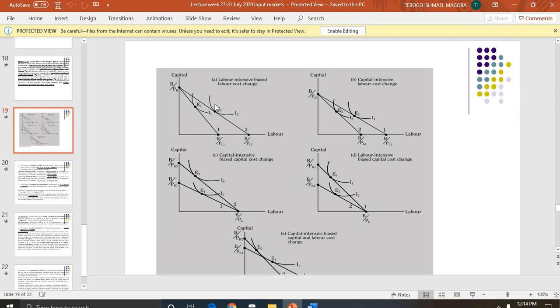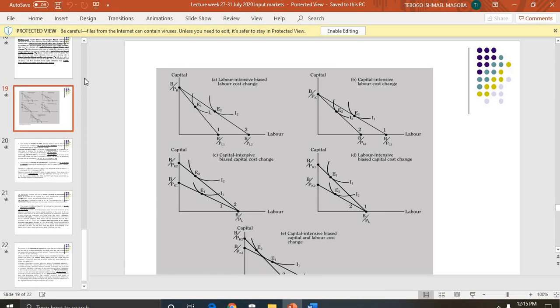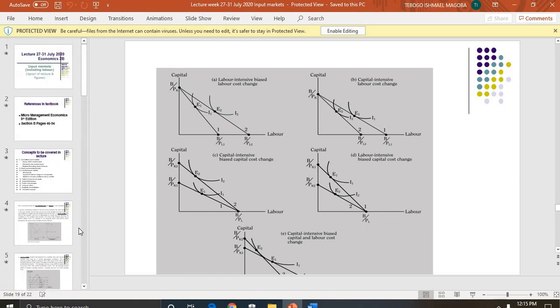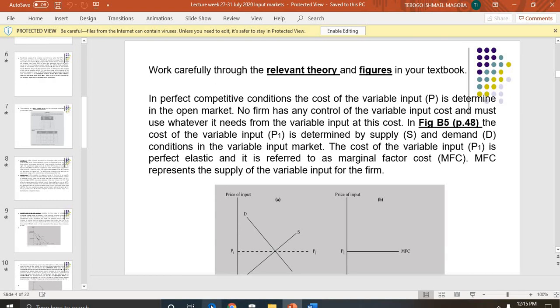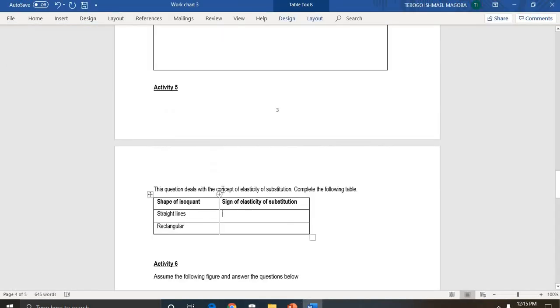It will be a curve here, and you'd substitute between capital and labor with the marginal rate of substitution. But now they say it has a straight line. Disregard the whole composition of the graph, I'm just trying to show you that it can have a straight line instead of a normal isoquant curve, which is more of a curve. It's more like a production possibility curve. Alright, so if it has a straight line, what is the sign of elasticity of substitution? The sign is infinite.